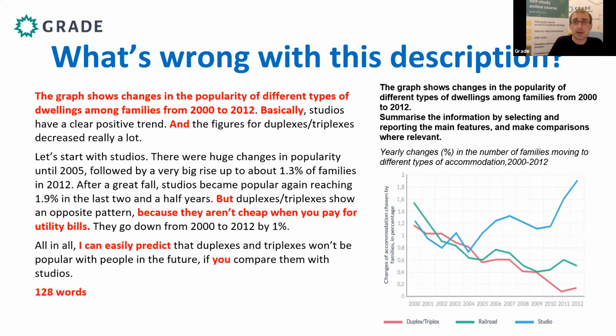Then some of you have noticed this. We have reasons why something has happened, but these reasons are not described. And we have a prediction of what might happen in the future, but this prediction isn't based on any figures from this line graph, which means that this information is irrelevant. One more thing, pay attention to this addressing you: if you compare them with studios. When we talk about academic style, we should avoid this addressing and use a less personal style. For example, using passive voice, if to compare or if these things are compared. Or use people, sometimes it's more about essays, but still.